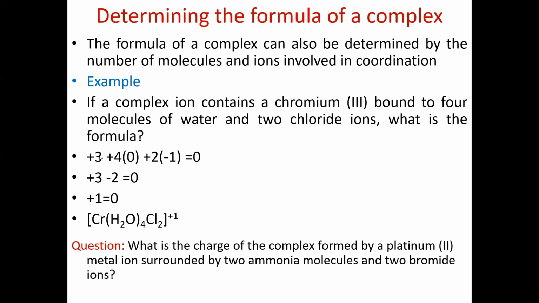So we already know that our chromium is +3. Our water is neutral, so 4 times 0, plus our chloride ions, -1 times 2. So invariably, your complex will have a charge of +1. So this is our chromium with 4 molecules of water and 2 chloride ions. And because we have calculated the charge, this is, of course, a complex ion. If it was just a complex, then we wouldn't expect any charge.